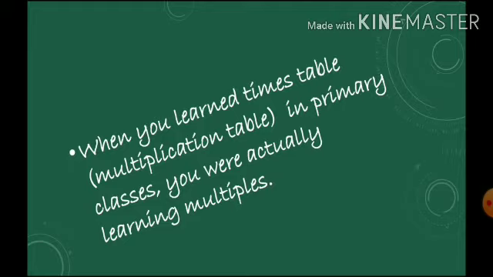Let's take the example of 2. 2 table is the easiest table. 2 into 1 is equal to 2. 2 is a multiple of 2. Then 2 twos are 4. 4 is a multiple of 2. 2 threes are 6. 6 is another multiple of 2. 2 fours are 8. Another multiple. 2 fives are 10. 10 is another multiple. That's all? No. Multiples are countless.